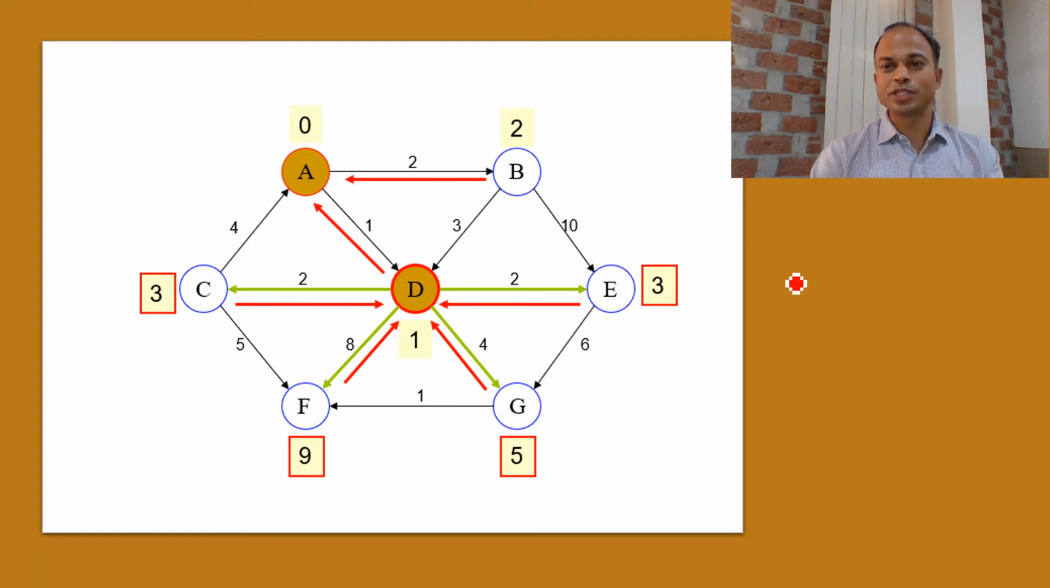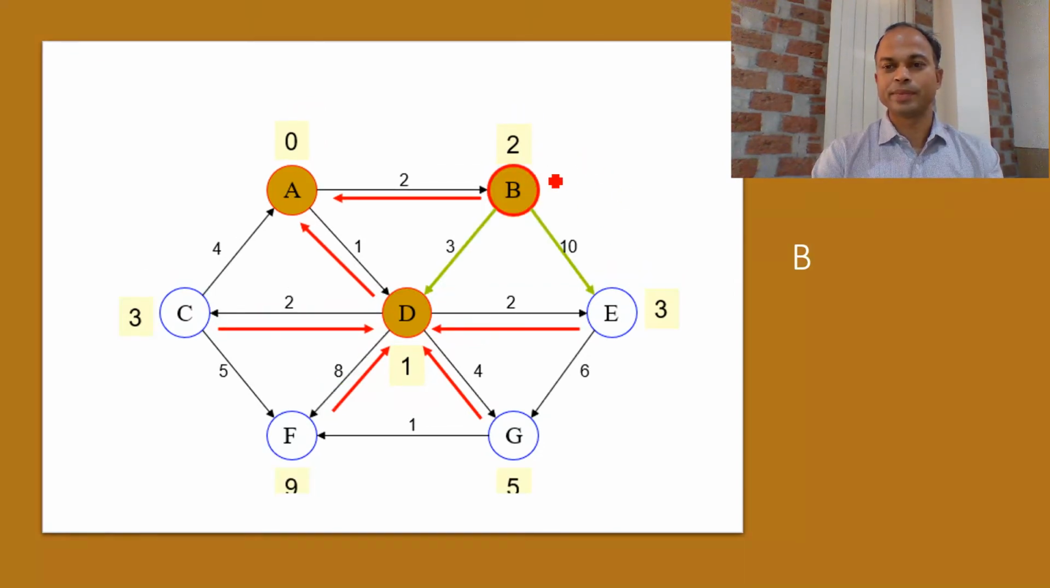But still this solution is not the final solution. We are working on the shortest path. This path is not shortest yet. Now we have to find out the next minimum value because vertex A and vertex D have been explored. All remaining nodes are B, E, G, F and C and minimum value is 2. Therefore, we have to select B. We have selected B now.